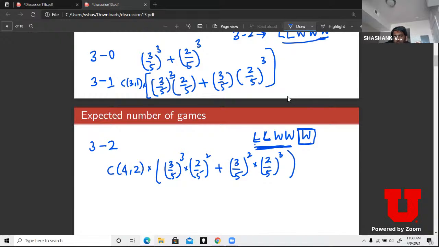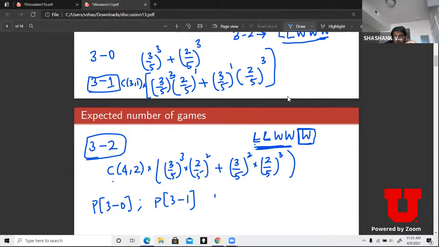So it's 3-1. In order to simplify this, I'll just put the powers here. In the 3-1 case, you have 3 games won by one team and 1 game lost by the same team, or 3 games won by the other team and one game lost by this team. All right, we have 3 different possibilities of 5-game series. So right now, what's the expected value? Let's define the first one to be P of 3-0, and P of 3-1, and P of 3-2.